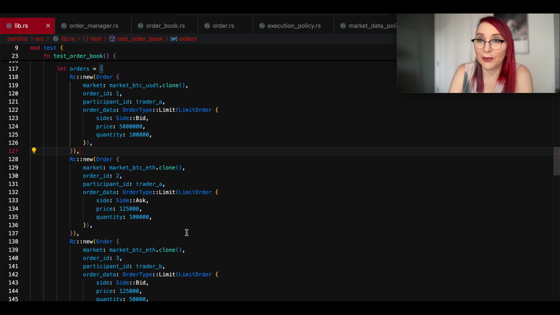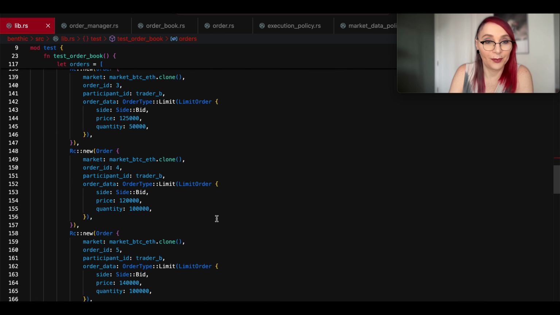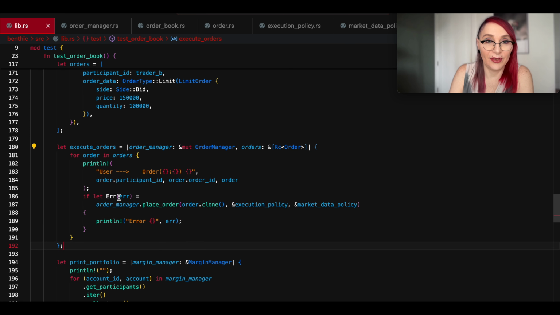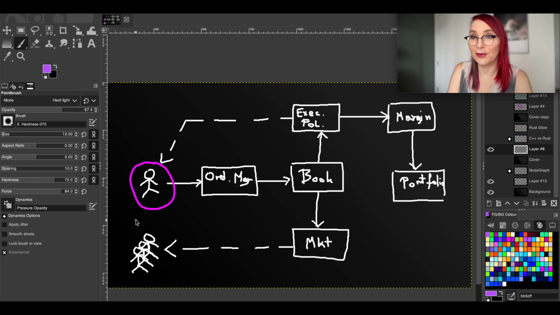All right, so we have those orders defined here, and this is an array in our example. I have this little lambda here to just run through those orders. It takes an order manager and orders, a slice, and we'll just print "I'm sending an order." So this is the part where we're just pretending we're this user. There is no component for the user. I'm the component for the user.